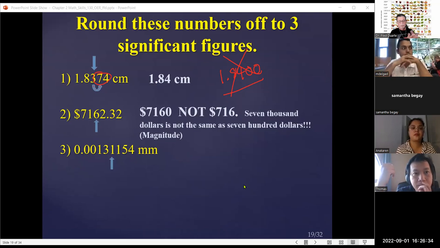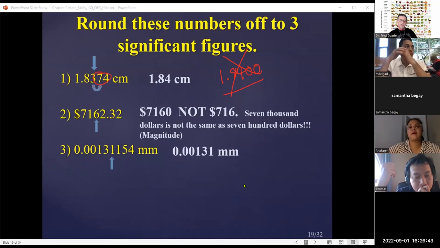Okay. Now we look at the neighbor. Neighbor is 1. All right. So that means that the 3 sig fig 1, that position stays 1. So our answer is 0.00131. And don't forget your units, millimeters.